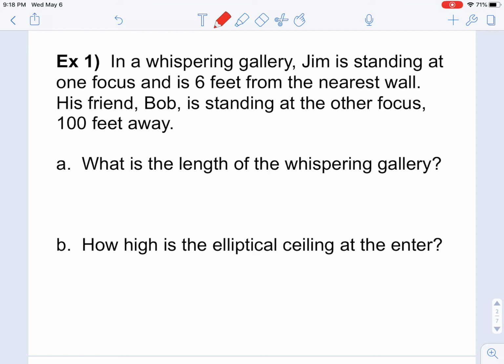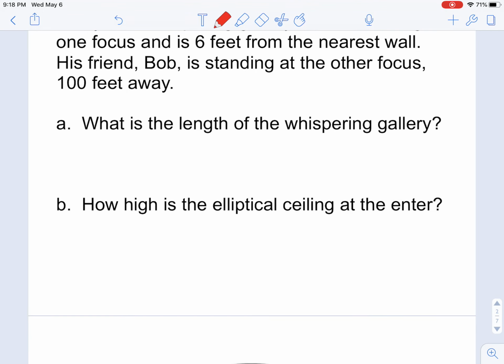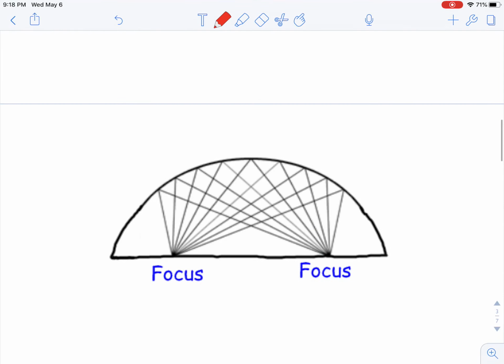That's actually a pretty common structure. So let's say that we have a whispering gallery, and Jim is standing at one focus and is 6 feet from the nearest wall. If we look at this in a diagram, if Jim is at one of the focus points and he's 6 feet from the nearest wall, I'm going to go down to this diagram here. Let's call this Jim, and here's the nearest wall. So the distance from Jim to this wall is 6 feet.